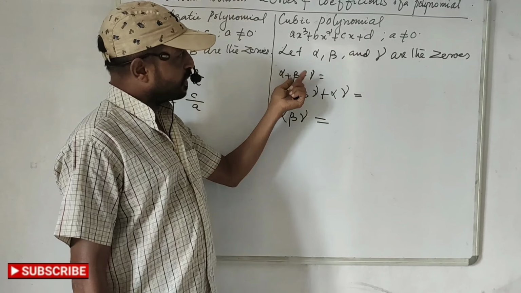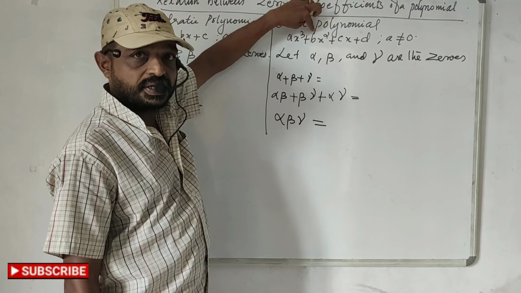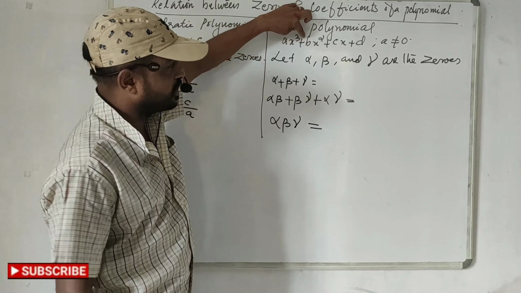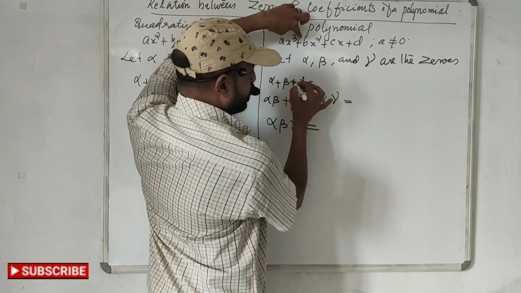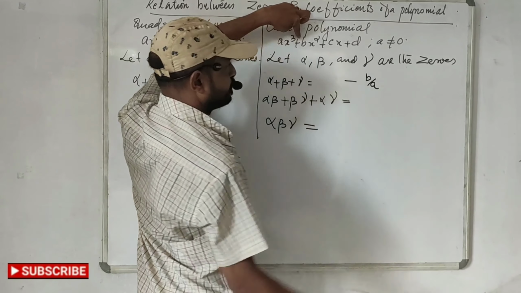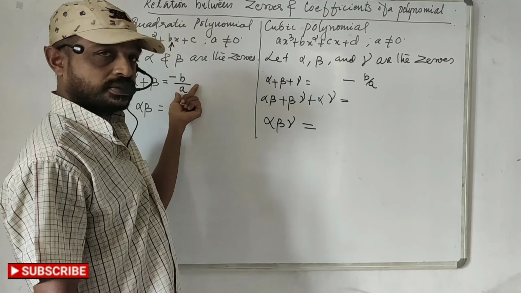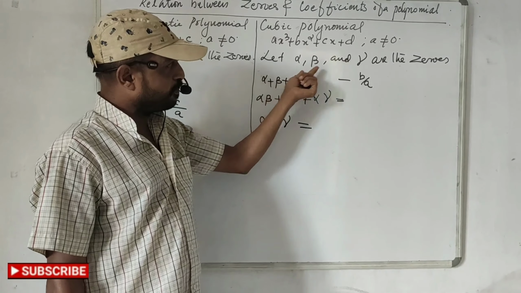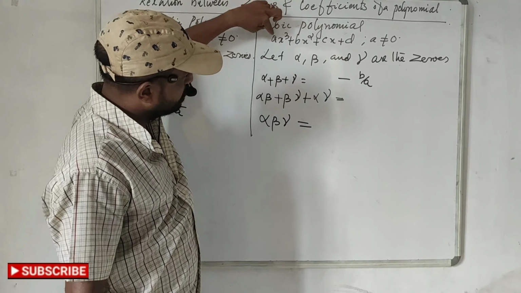Here, what will be the sum of the roots? We will have to start from the second term. The coefficient of the second term is b. That means the coefficient of x square is b, and we know that the sum of the zeros is minus b by a. It is the same result. So alpha plus beta plus gamma will be minus b by a.